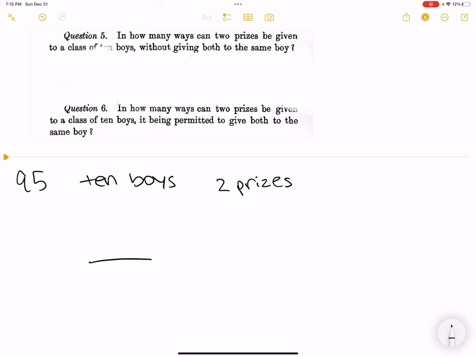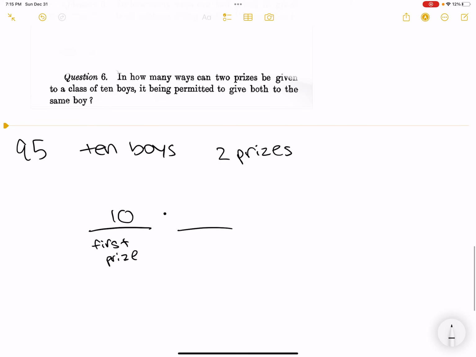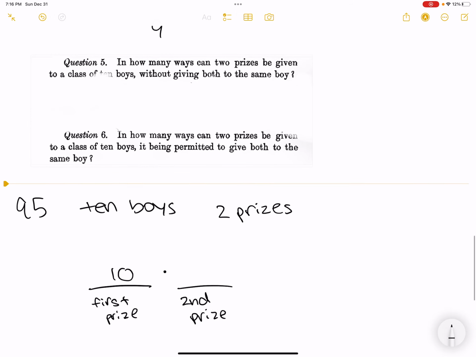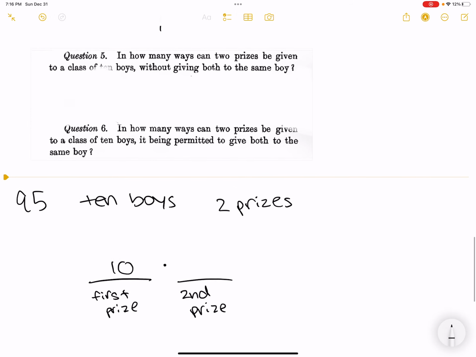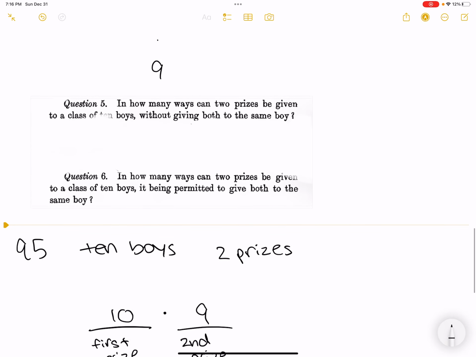So for the first prize, there are 10 boys who could get it, right? But for the second prize, there are only going to be 9 boys who could get it. You might wonder, why 9? Well, this is because the question says without giving both to the same boy.